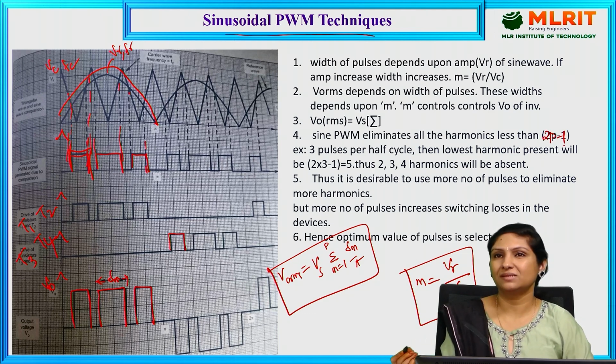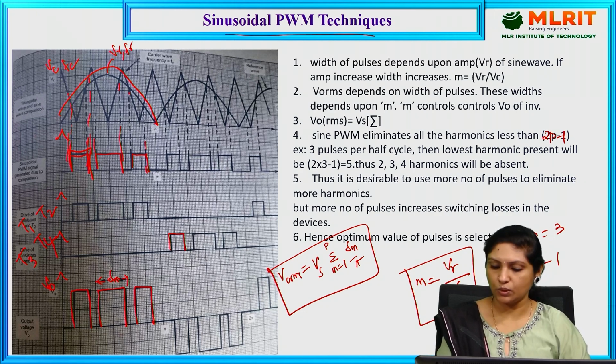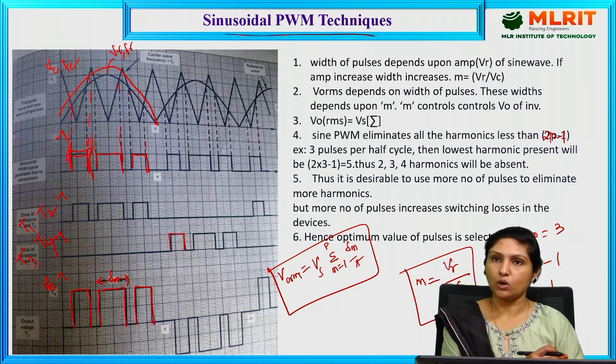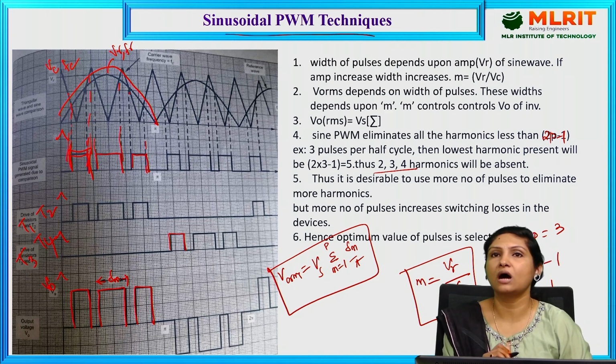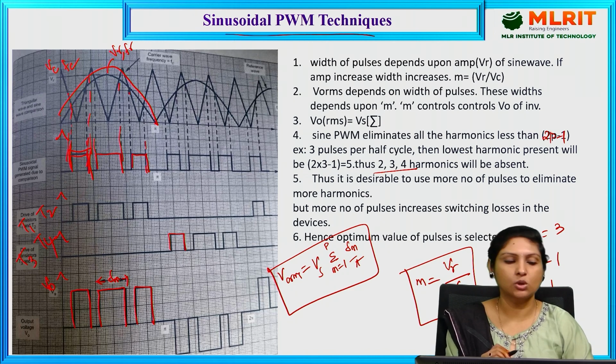For example, let us consider the number of pulses as P equal to 3. In that case, this equation becomes 2 into 3 minus 1, which is 6 minus 1 equal to 5. That means the lowest harmonic which is actually present in the system is only the fifth harmonic. And the harmonics less than the fifth harmonic, like the second harmonic, third harmonic, and fourth harmonic, will be absent in the system. So that is the advantage of this particular sinusoidal pulse width modulation technique.